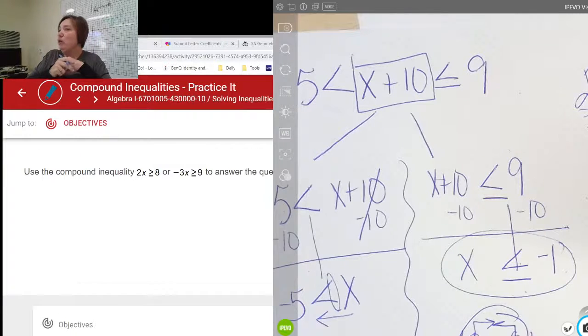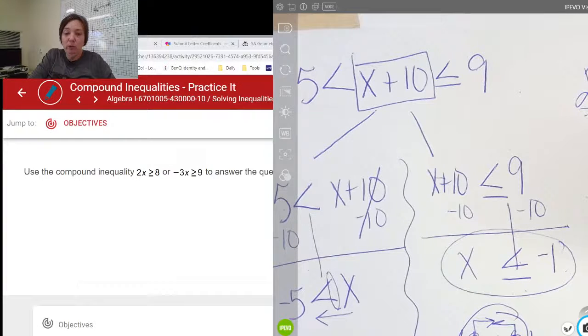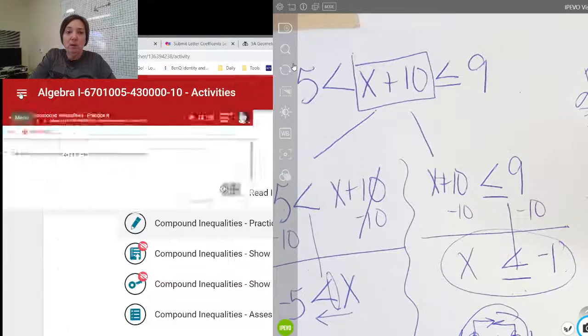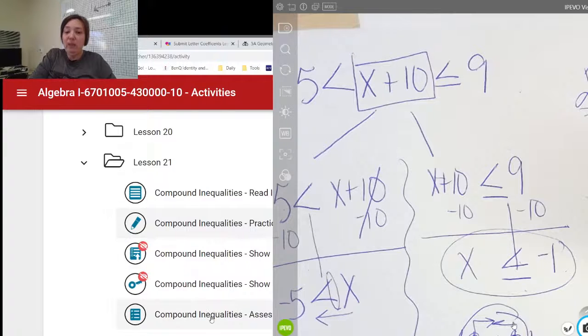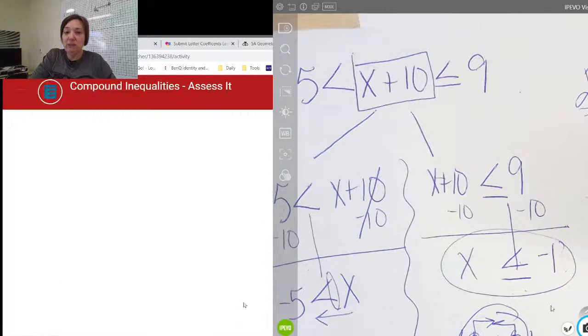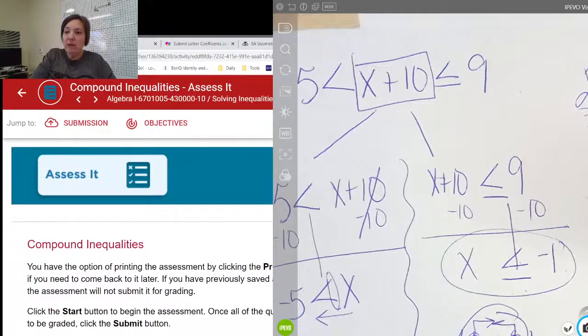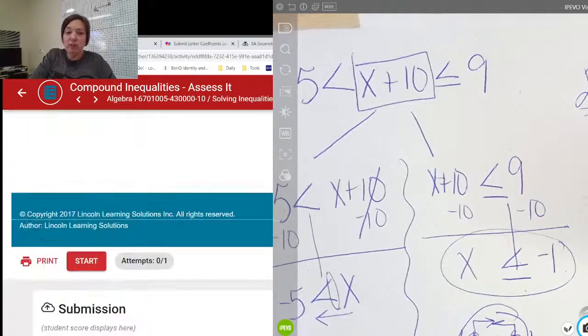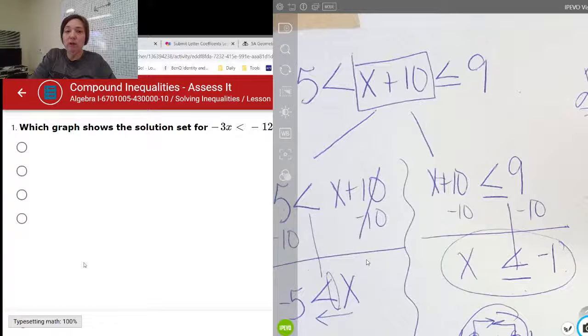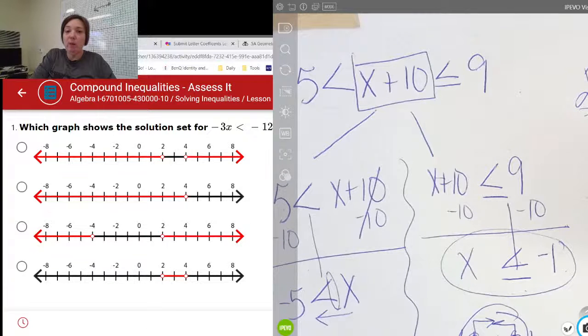Okay. I think y'all get the gist of this. I want to see how you do on your assess it. And then we can always come back and revisit it if we have to. So, you are going to not open a calculator. I don't know why I did that. So, you're going to go to the compound inequalities, assess it. I think it's going to be 5 or 6 problems. You're going to click start, and then it will give you problems to do.